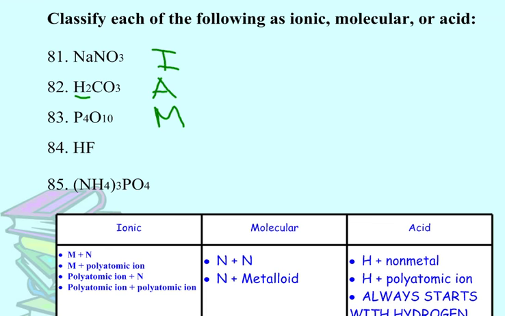Number 84, this compound starts with hydrogen, so we immediately know it's an acid. And then 85, we've got two polyatomic ions here, which is an ionic compound. So all you have to do when you're trying to classify these is to look at what they're made up of. If it starts with hydrogen, it's an acid. If there's two nonmetals or a metalloid, then it's molecular. Everything else is going to be ionic.